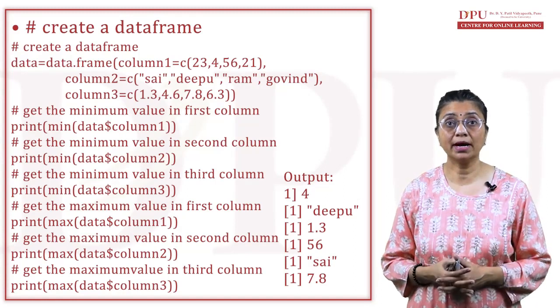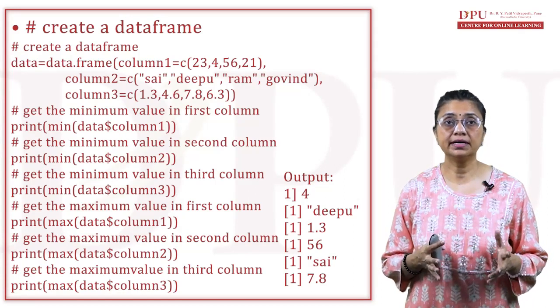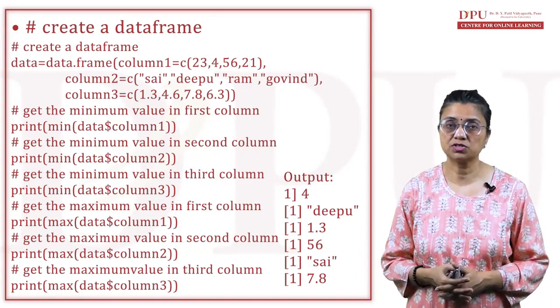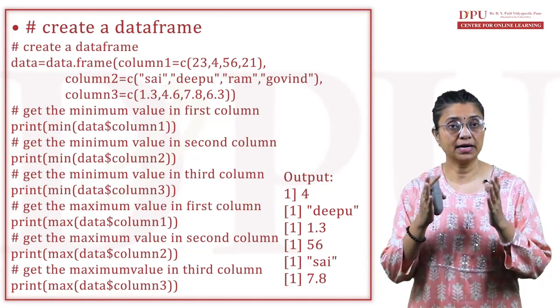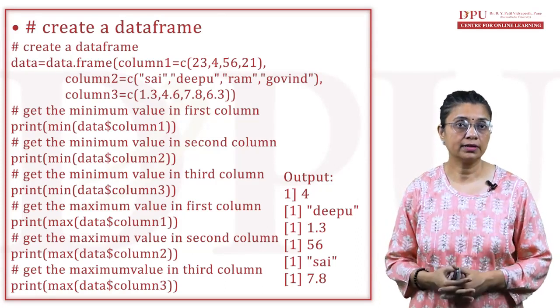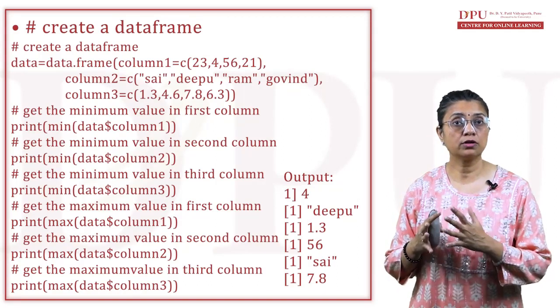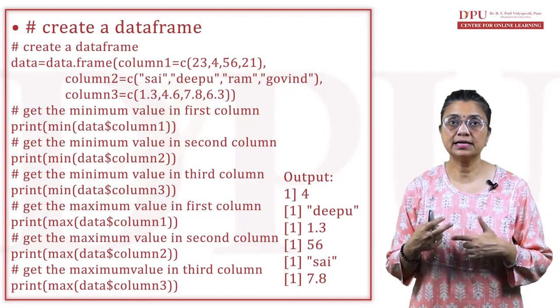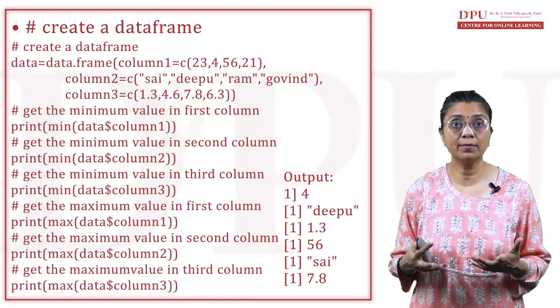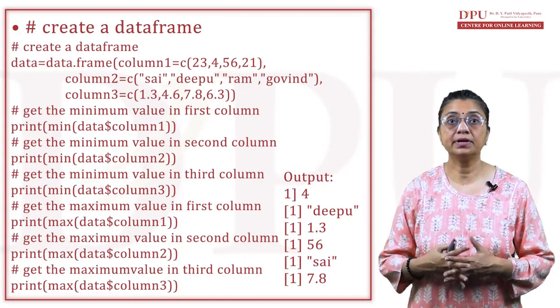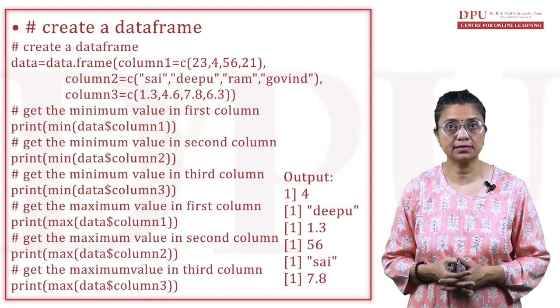Then we have the maximum value, where I'm printing again with the help of the max function. Now in this max function, I pass my data$column1, and like that max data$column2, and max data$column3. So you can see that I am using the min function and the max function, and I am printing the values on the right hand side.